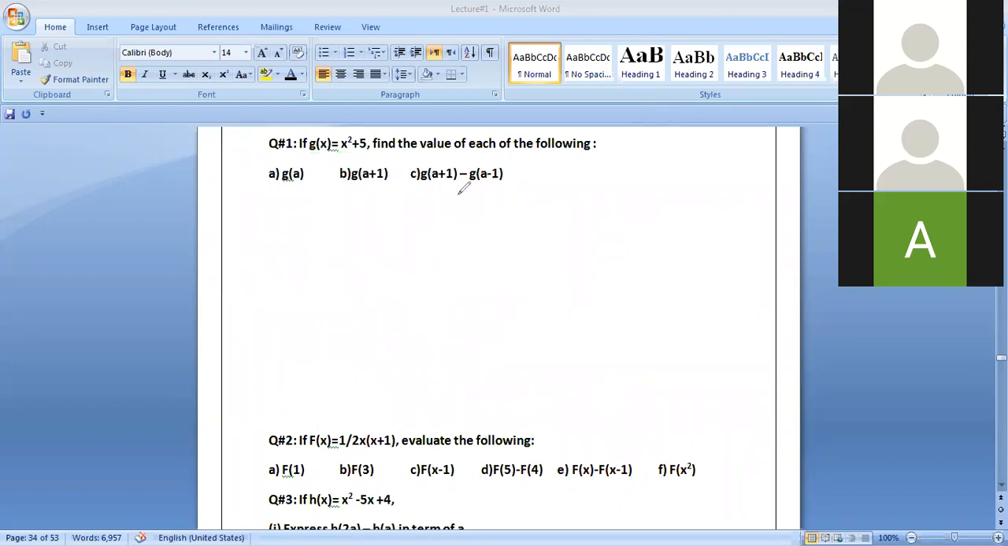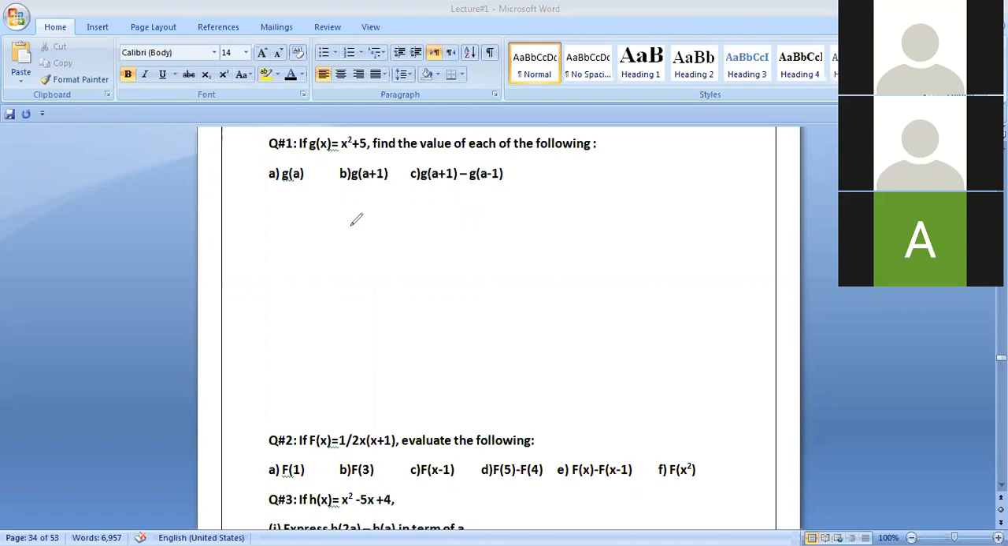Part C, class. What will we do in Part C? You have been given a combination of two terms, g(a+1) minus g(a-1). Can you explain to me how to solve this question? Can you tell me how to solve this question? Yes class. We will solve it.